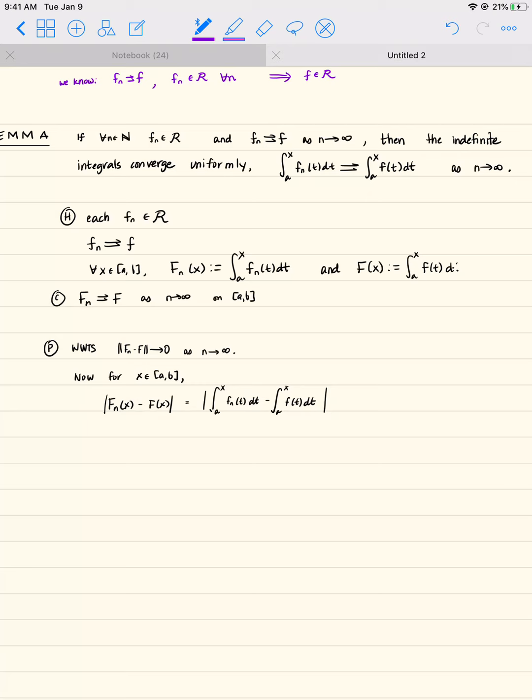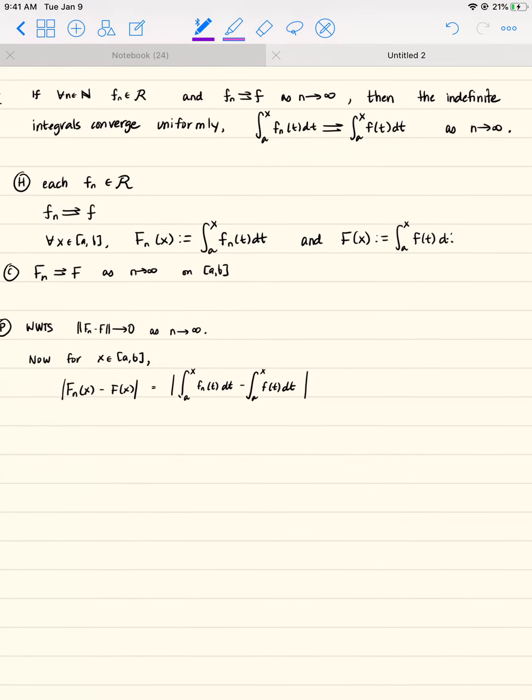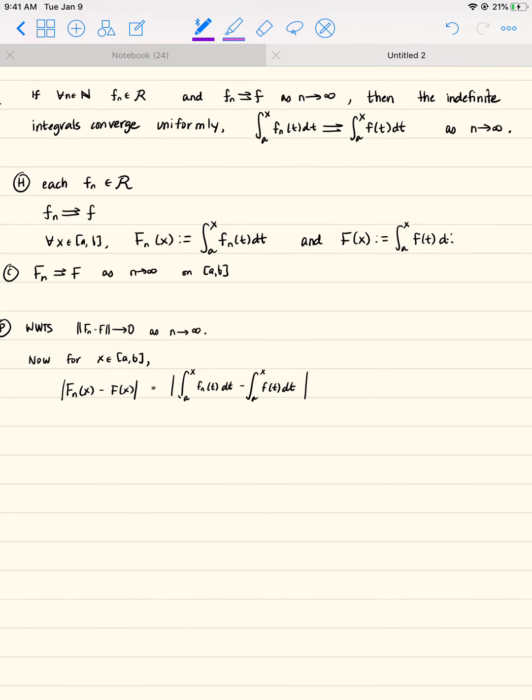So this is a little twist, and this one is talking about the indefinite integrals converging uniformly. So assume that we have a sequence of Riemann integrable functions, we'll call them fn, and they are uniformly convergent to some function f. Then we're saying that the indefinite integrals converge uniformly to exactly what we want them to converge to.